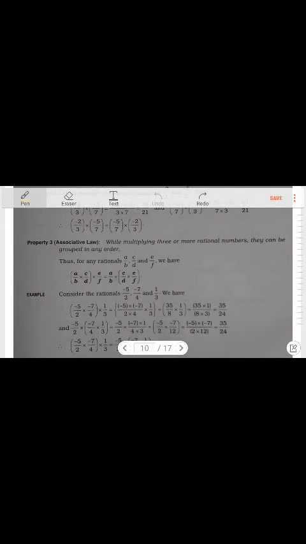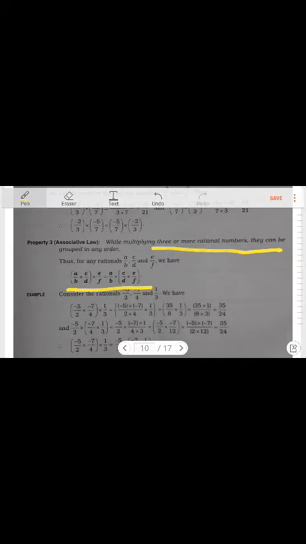So as you can see over here, what is the associative law? Commutative law is for two rational numbers and associative law is for three rational numbers. If you see clearly here, it has been written: while multiplying three or more rational numbers, they can be grouped in any order. Here the associative law is for three or more rational numbers. You can see here it has been shown for 3. Generally we consider 3, but it can be for 4 also.